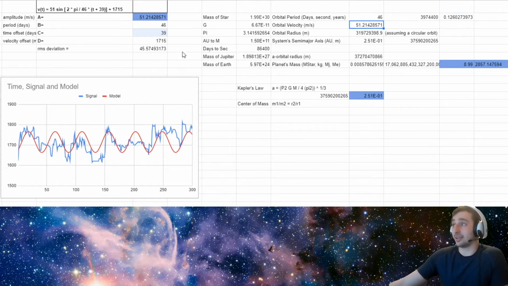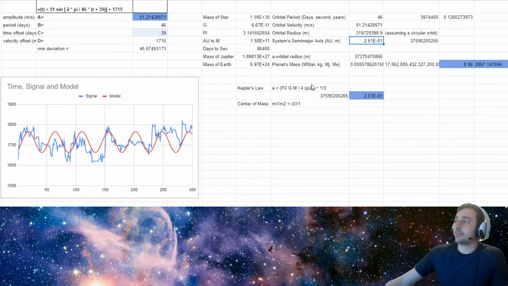The orbital velocity is just the amplitude. If we remember the GIF that I was showing before, when its radial velocity component is directly facing towards us, well, that's just its orbital velocity. And then we could use the orbital velocity and the orbital period, assuming a circular orbit, to find the orbital radius. So now that we have the orbital radius, and we have the orbital period, all we need is the system's semi-major axis to find the orbital radius for the planet.